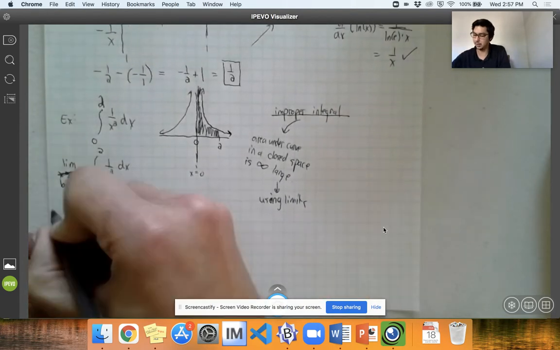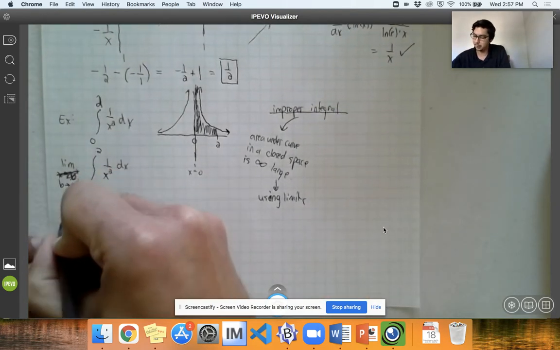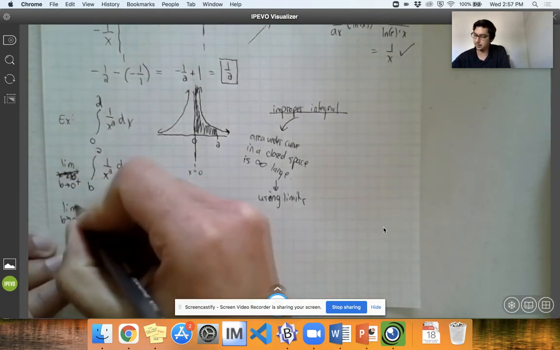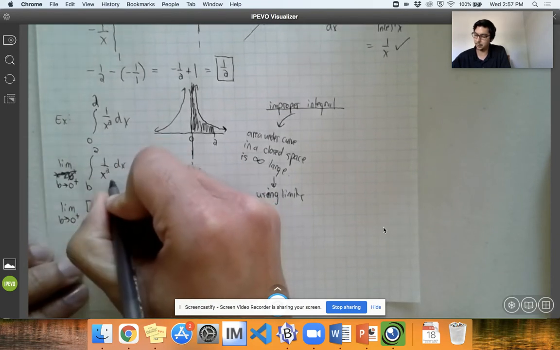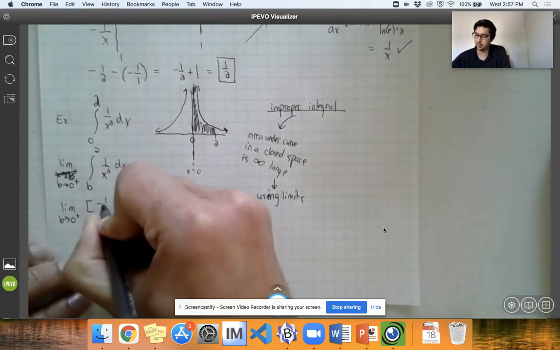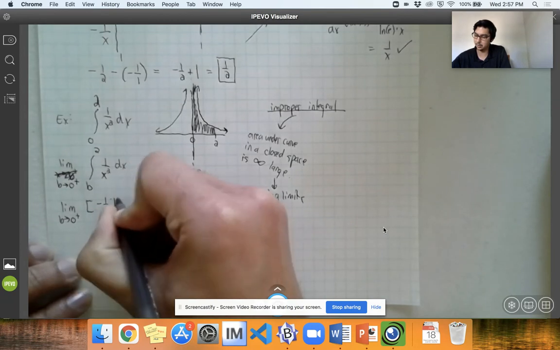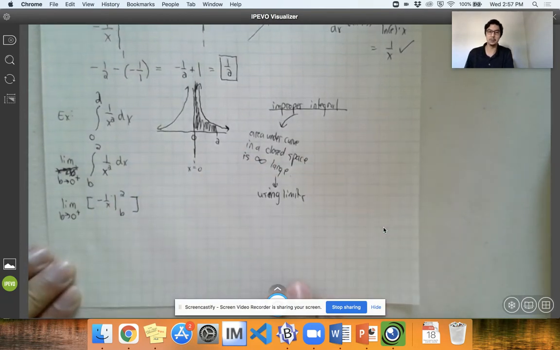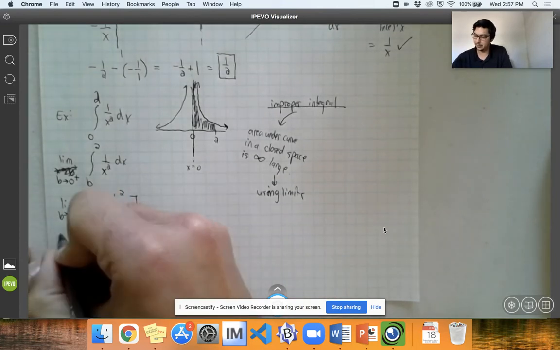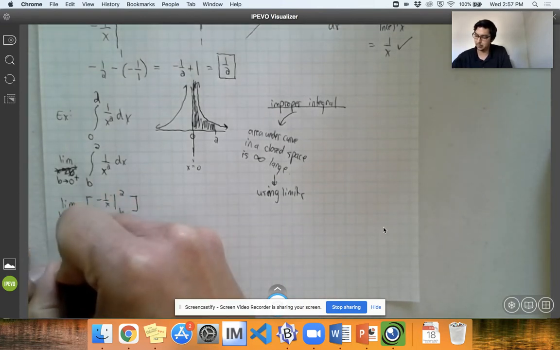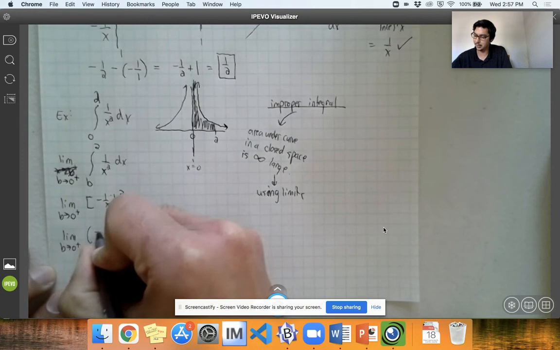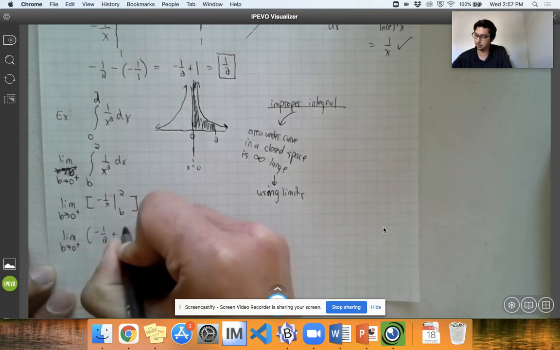So what's this going to become? You're going to have the limit as b approaches 0 from the right, and the antiderivative of 1 over x squared is negative 1 over x, and we're doing this from b to 2. And then what you'd have here is that the limit as b approaches 0 from the right is going to be negative 1/2 plus 1 over b.